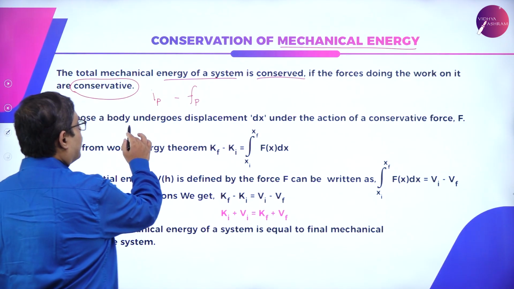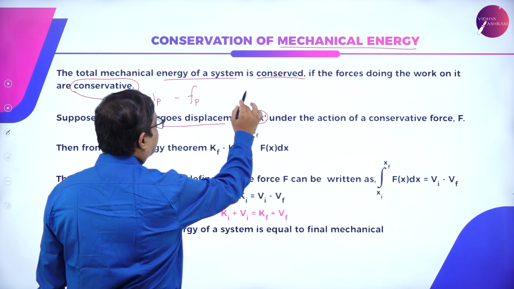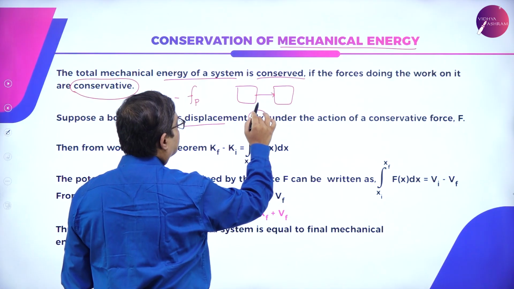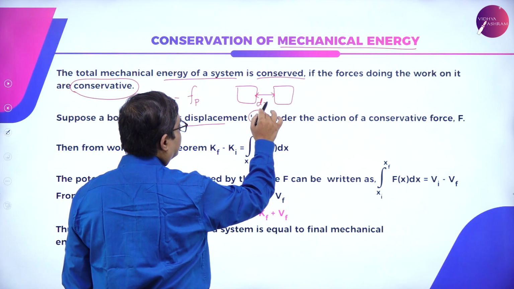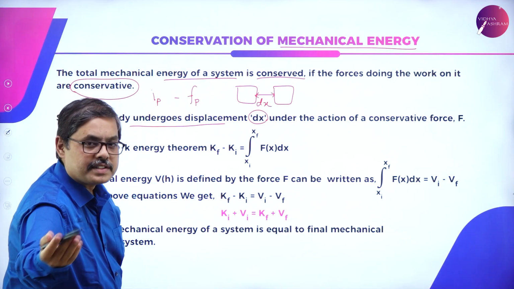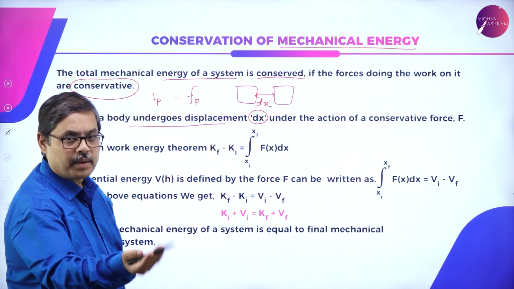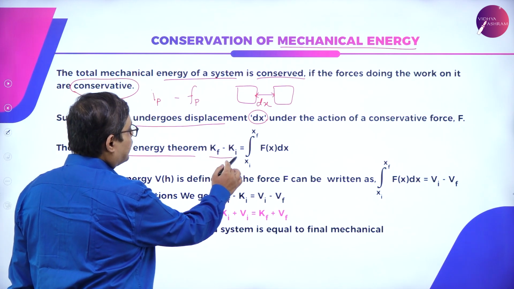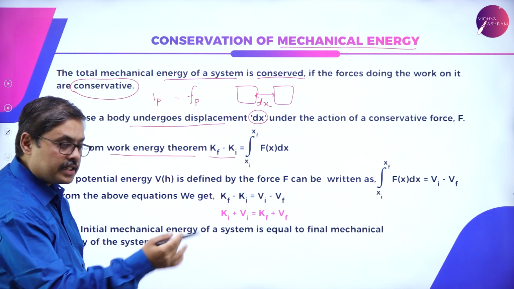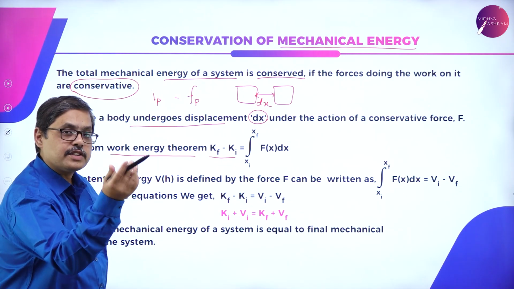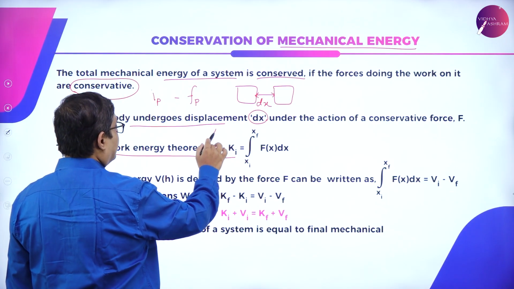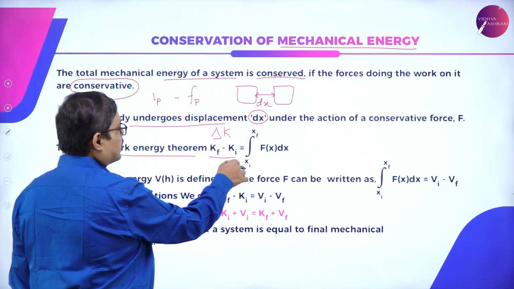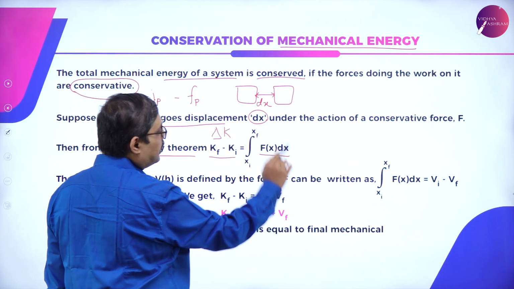Suppose a body undergoes a displacement dx. The body was here, it is moved by a distance dx, under the action of some conservative force, maybe spring, maybe gravitational, depends. From the work energy theorem, Kf minus Ki, the initial kinetic energy and final kinetic energy, the difference between those two, or you can simply say delta K, is given by the integral from xi to xf of F(x) dx.